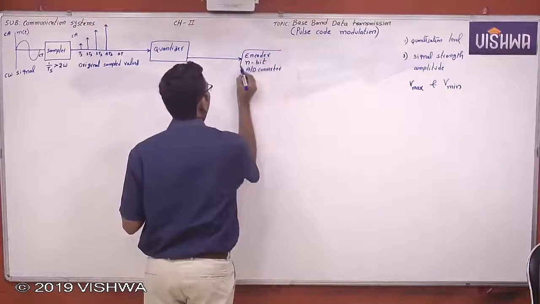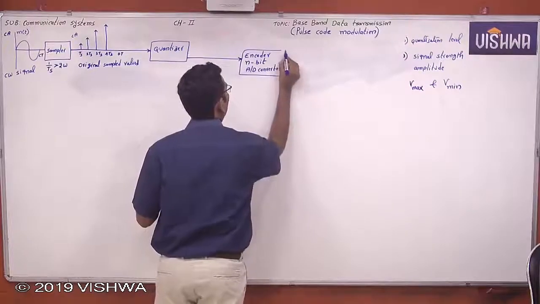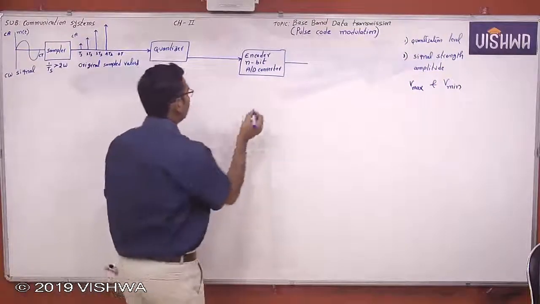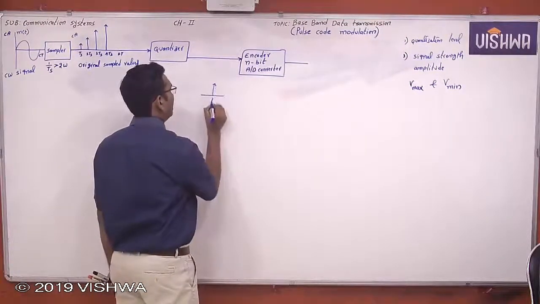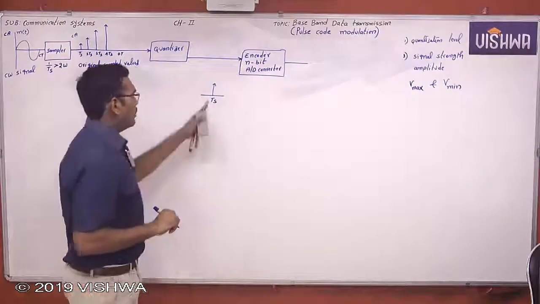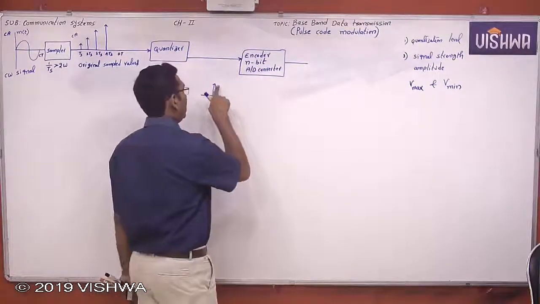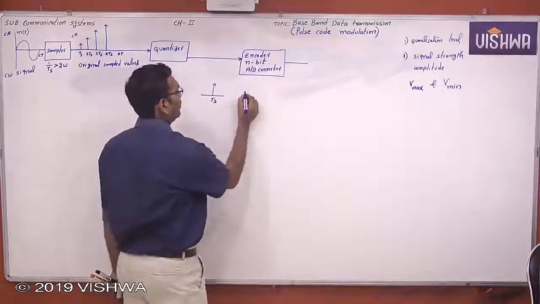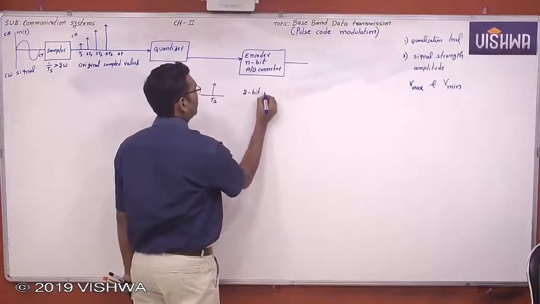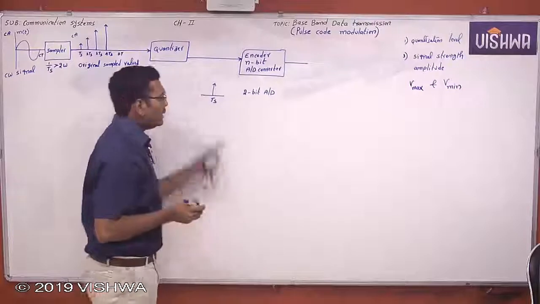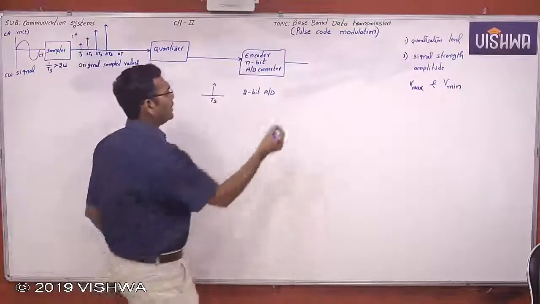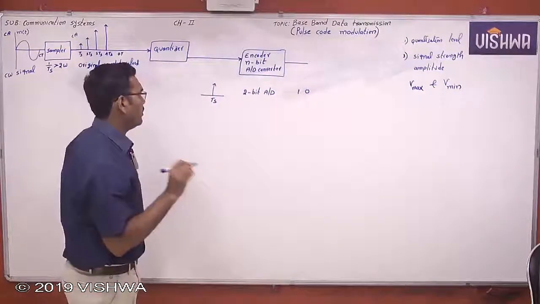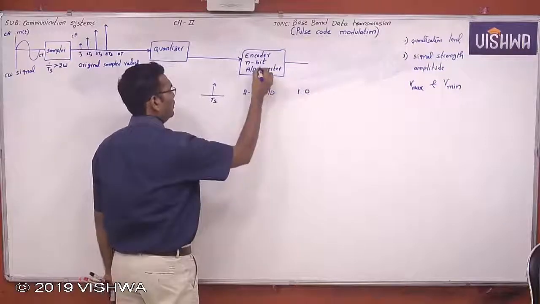What is the meaning of that? An n-bit A to D converter means, let us take for example, this is one sample at Ts seconds. Now this sample strength is converted into how many bits? Let us take for example, this is a 2-bit A to D converter, which means each sample is encoded into 2 bits, whether it is 10 or 01 or 00 or 11, whatever it is.